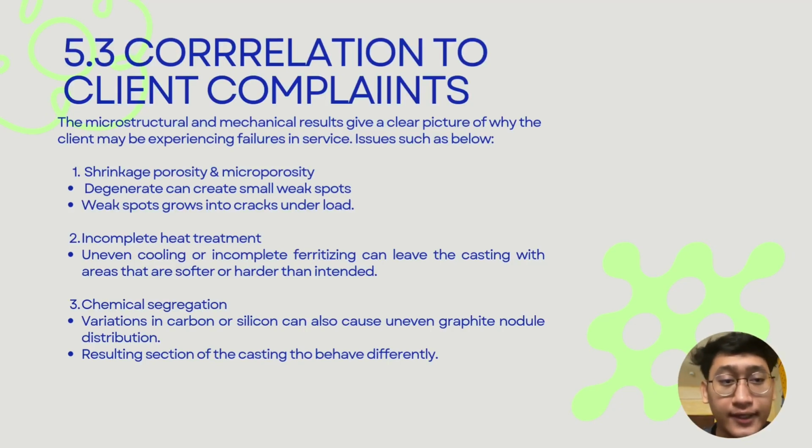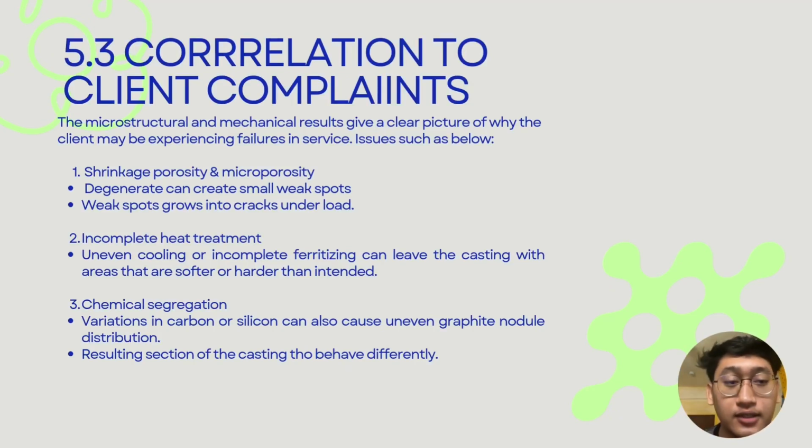Lastly, let's look at what correlates to the client complaints. The microstructure and mechanical results give a clear picture of why the client may be experiencing failures in service. Defects such as shrinkage porosities, microporosities, and areas where the graphite has begun to degenerate can create small weak spots that eventually grow into cracks under load.